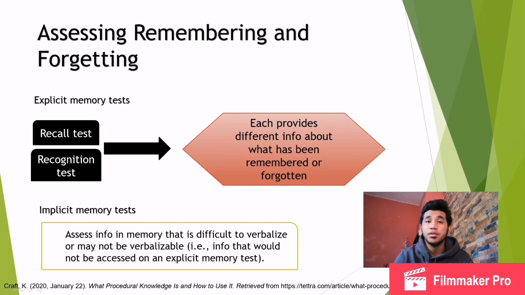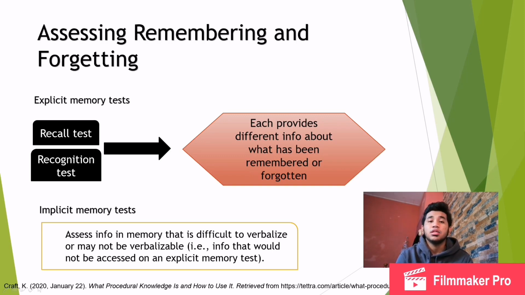About assessing, remembering, and forgetting. The first is the explicit memory test, which is divided into two tests: the first is the recall test and the second is the recognition test. The recall test is retrieval of information from memory without a cue. There is a question and you must search your memory for the answer. For example, say that instead of looking at a lineup, you have to describe the person you saw to a sketch artist. This is an exercise in recall.